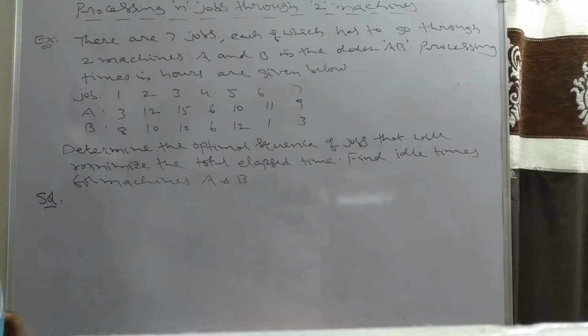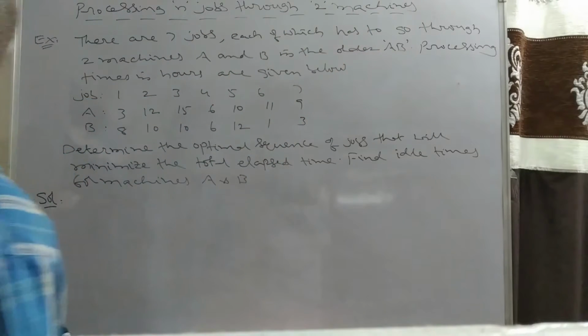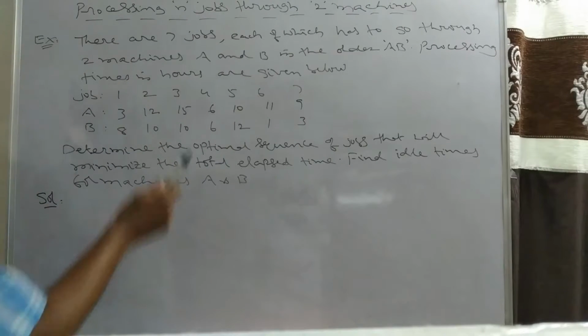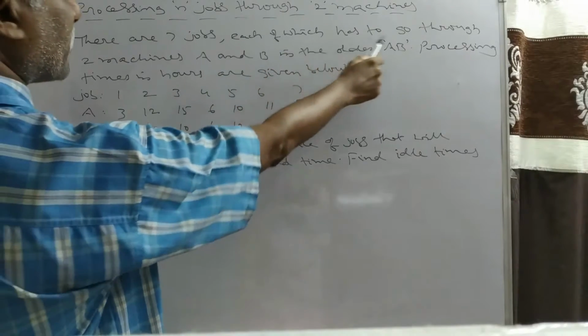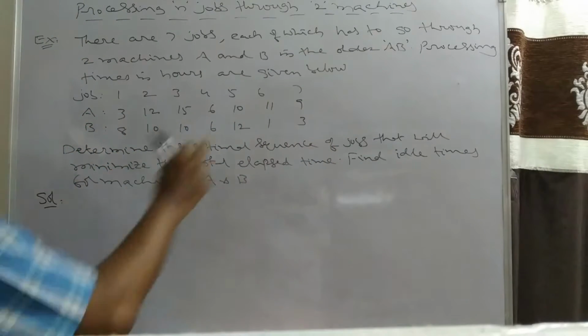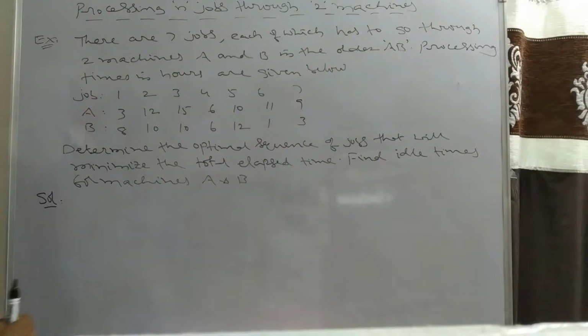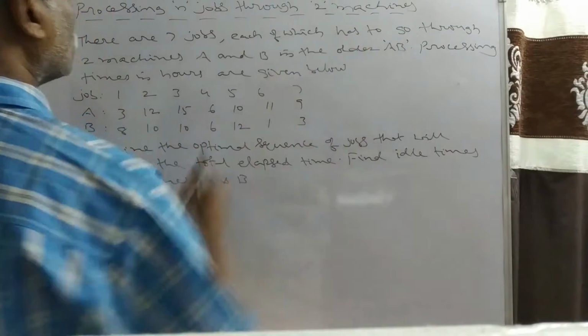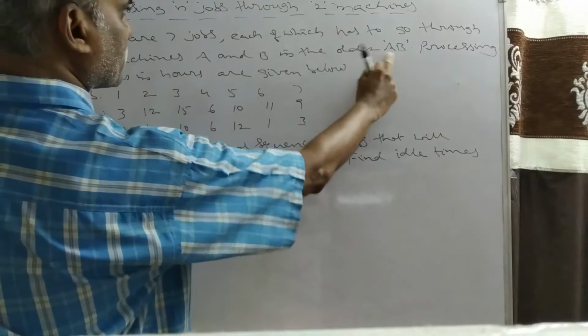In this video, I am going to discuss how to solve a sequencing problem: processing n jobs through two machines. There are n jobs given. Each job should process through two machines A and B in the order AB. Consider the example: there are 7 jobs, each of which has to go through two machines A and B in the order AB. In the order AB means each job should process first on machine A. After completion, it passes through machine B. That is the order of the machines.